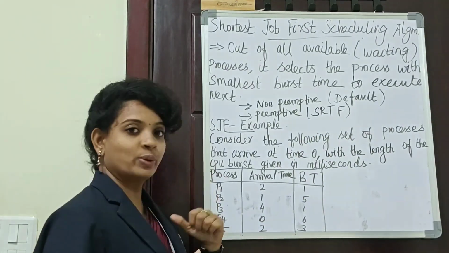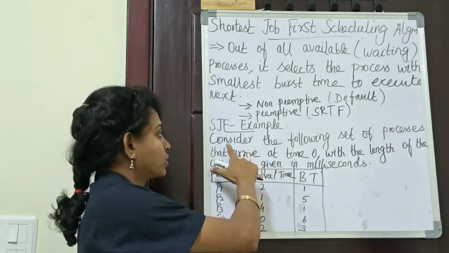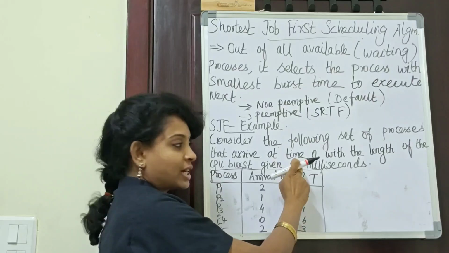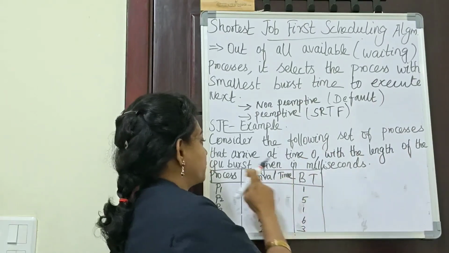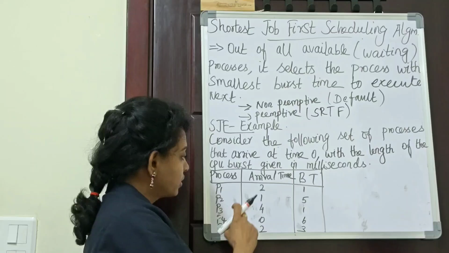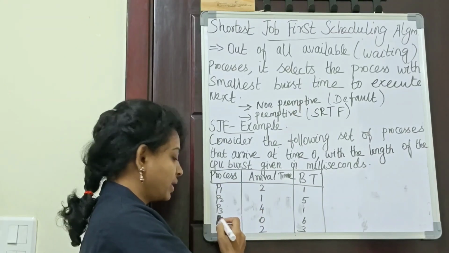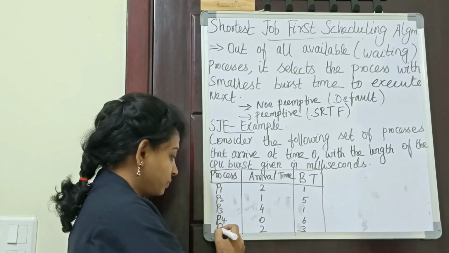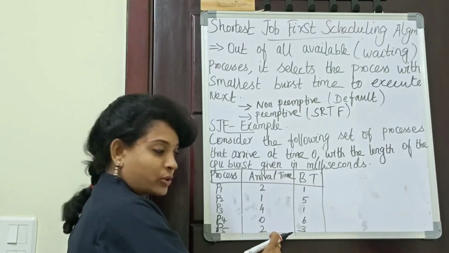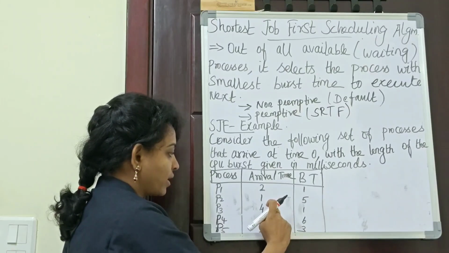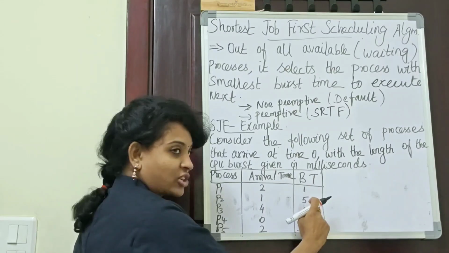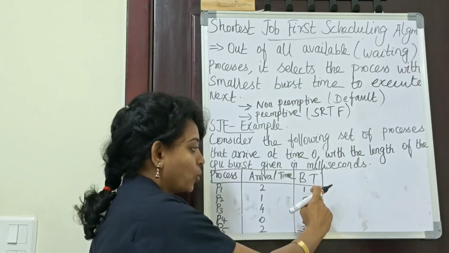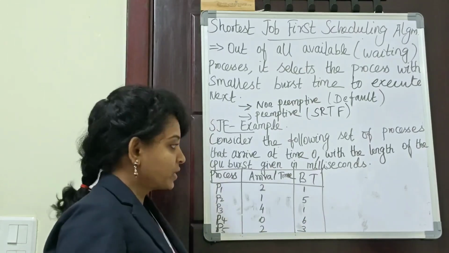Now we will see an example problem. The question is: consider the following set of processes that arrive at time 0, with the length of the CPU burst given in milliseconds. How many processes are given here? P1, P2, P3, P4, P5. The arrival time of each process is 2, 1, 4, 0, 2. And the burst time is nothing but the execution time. The execution time of each process is 1, 5, 1, 6, 3. Okay, that is the question they have given.